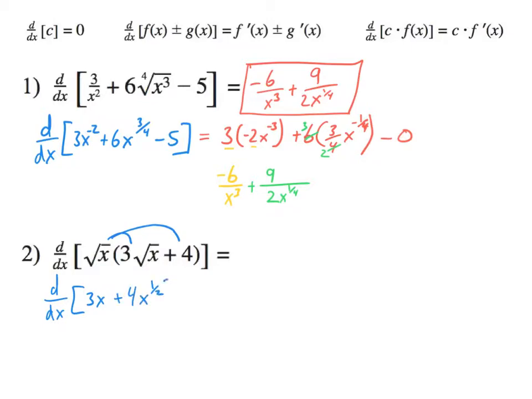Now, why did I go x to the 1? Where did I get x to the 1/2 from? Well, isn't this 4 times the square root of x? Isn't the square root of x x to the 1/2? And isn't this a better notation for taking derivatives? So again, square root of x times square root of x is x, so 3x. And 4 times the square root of x is this. So let's take the derivative of this now.